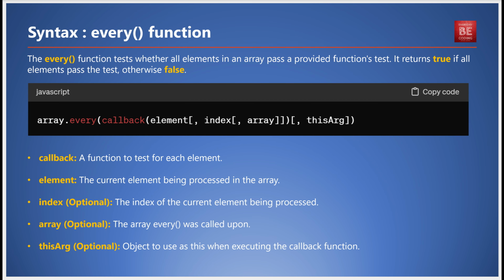Here's how the syntax looks: array.every(callback(element, index, array), thisArg). The callback is a function that each element in the array has to pass. The element is the current item being processed, and index is the position of that element in the array. The array is the one every was called upon. The thisArg is an optional parameter.